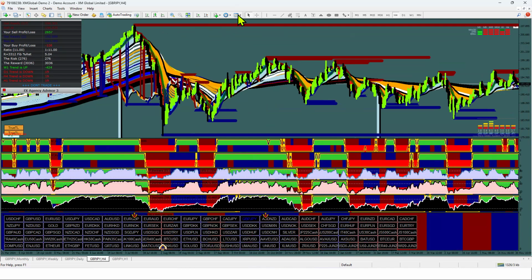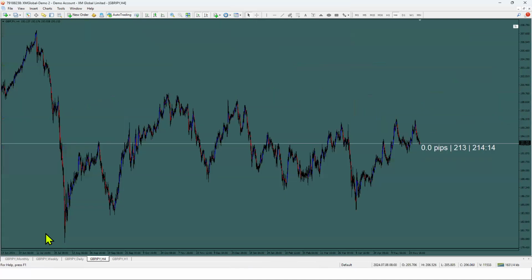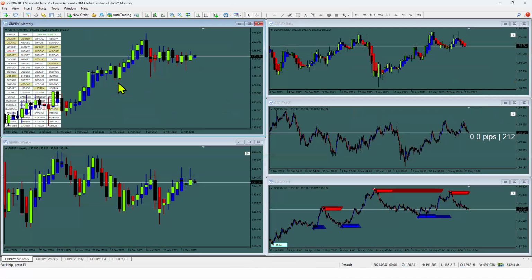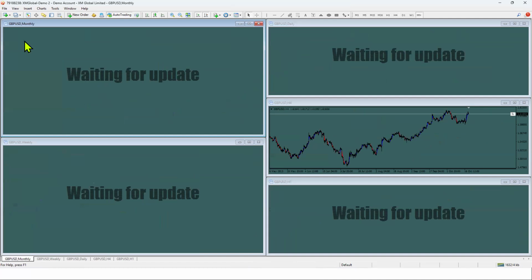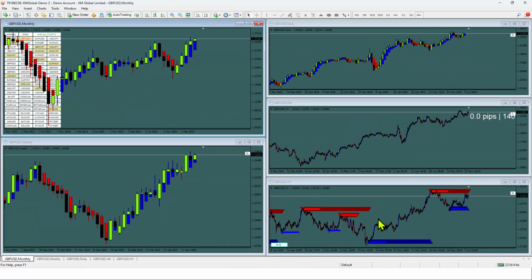Let's switch it to something like GBP USD.